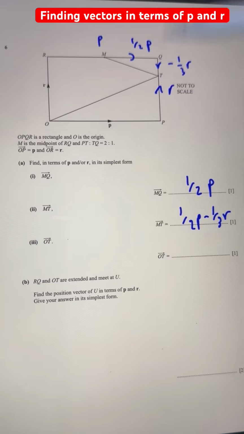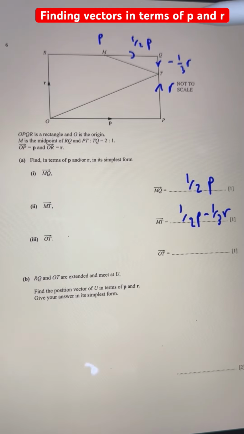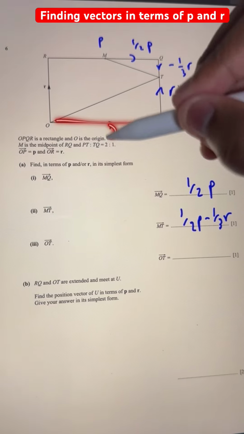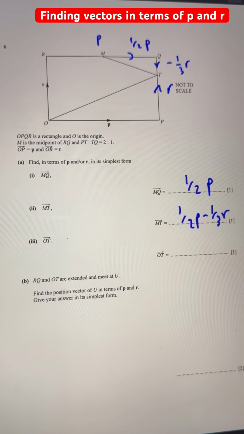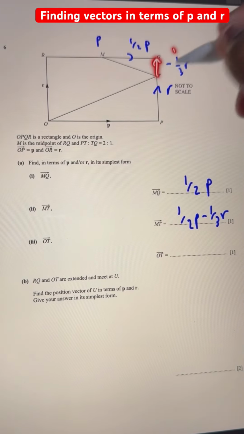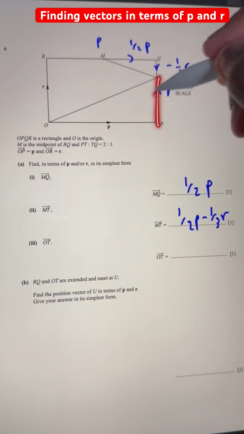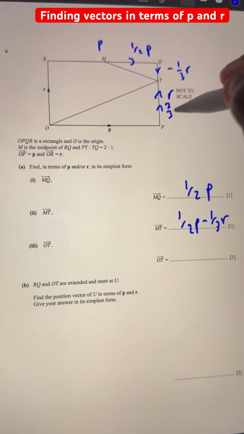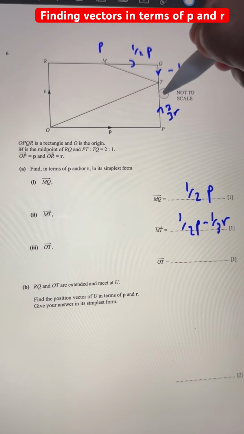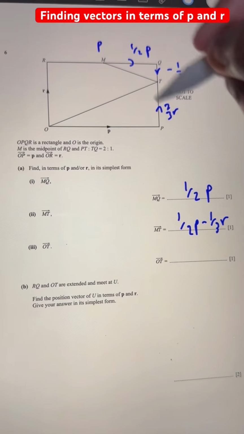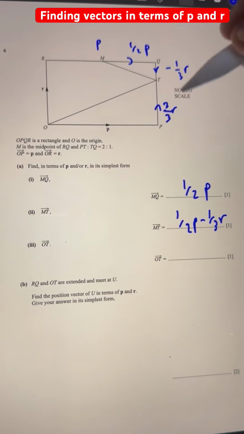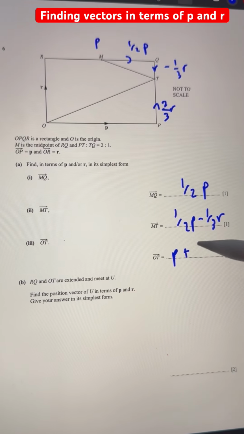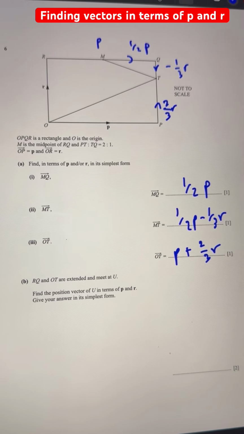Now part 3 is OT. So we know that OT is just OP plus PT. When you add these two, we have OP. We need to find PT in this case. So we know that this is 1/3 R as we just discussed. This is 2/3 R as we also just discussed here. And I'll just erase this, we don't really need that right now. So this is 2/3 R. And adding these together, we get P plus 2/3 R. And this is our answer for OT.